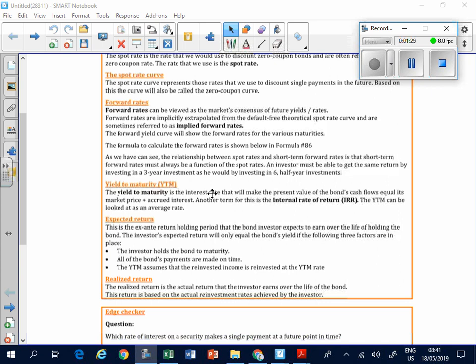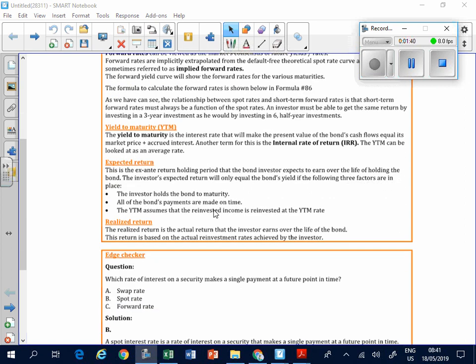This is something I'm looking for. I want the price of the bond, right? The yield to maturity and the price of the bond are one-to-one, right? If I know the yield, I get the price, and if I know the price, I get the yield. 100%. Okay, an expected return.